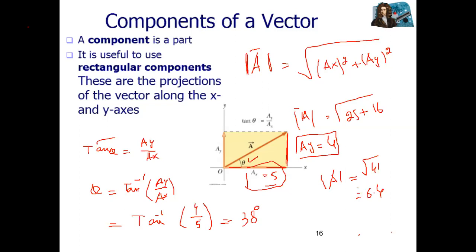Sir, why did we take the inverse? Instead of inverse, couldn't we take it like a minus tangent of 4 over 5? No, actually, without tangent inverse we cannot take. Listen, we have tangent theta here, correct? Tangent theta is equal to, let's suppose, AY over AX. So how can you transfer this one?